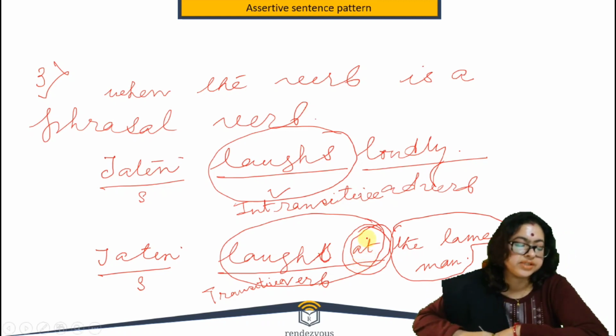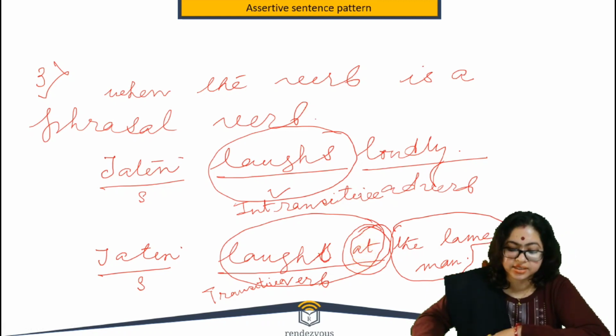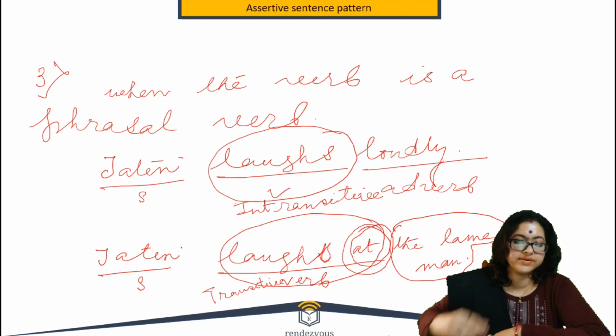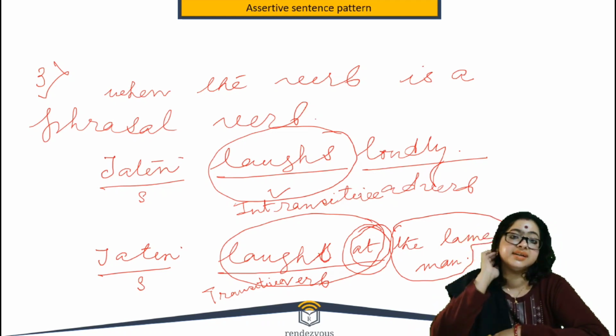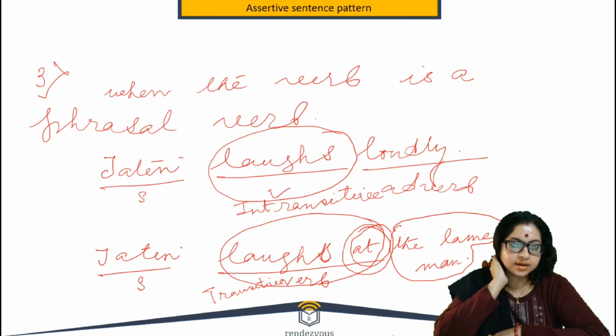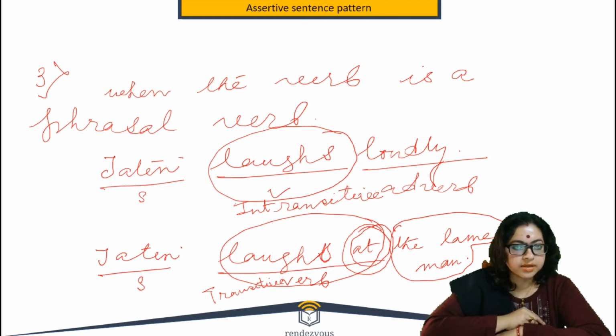So we have seen the three cases where intransitive verbs take objects and become transitive verbs. So this much for this session.